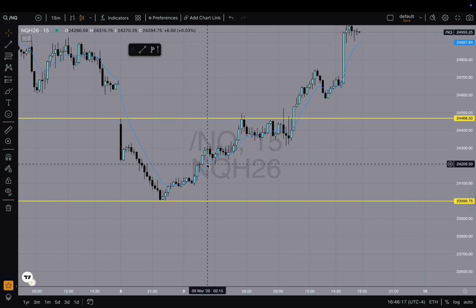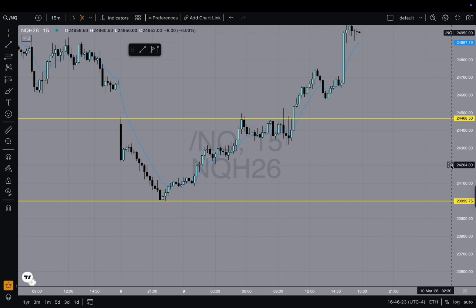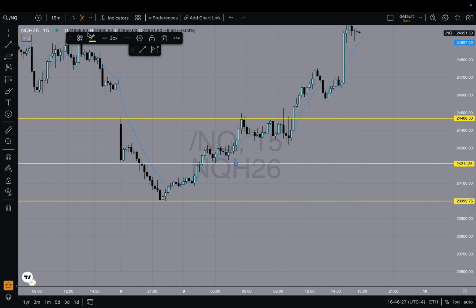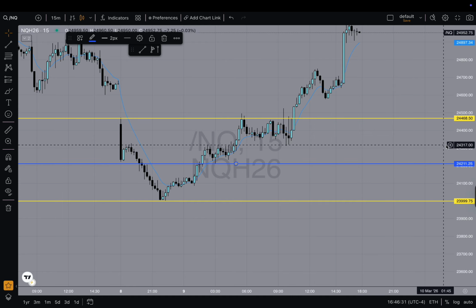Now we need to do London session. London session takes place from 2 a.m. to 5 a.m. So right here is the lowest candle from 2 a.m. to 5 a.m. Okay, we mark it blue. You can mark it whatever color you like. I just like blue. And then 5 in the morning. Okay, so this is the highest one.